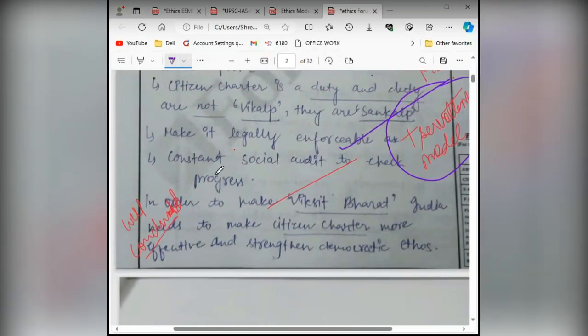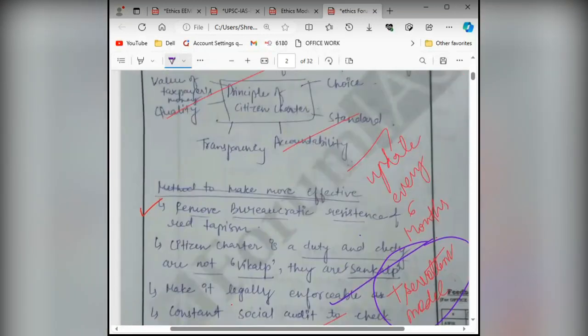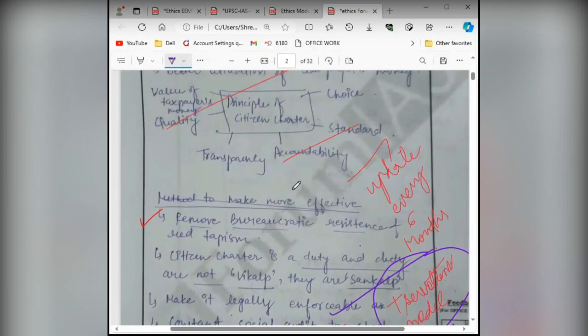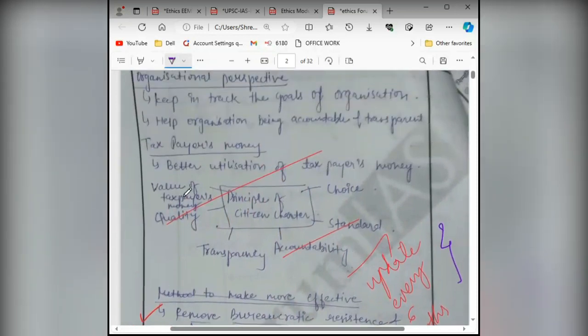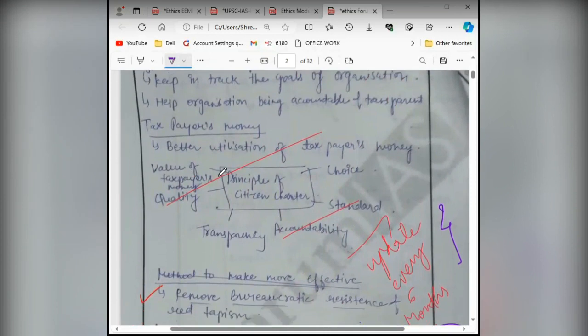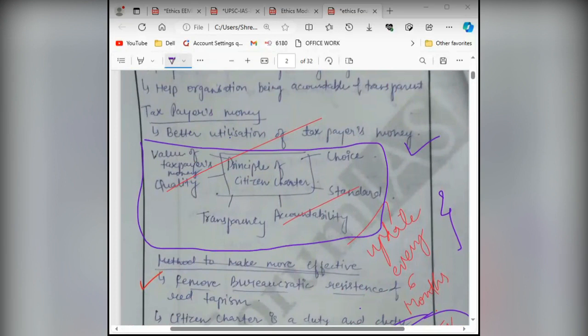Then the conclusion: she was really good with the conclusion, and over time she tried to incorporate some good conclusions. Then there are some keywords which she missed over here, and the principles. Let me repeat myself: whenever you are writing GS 1, 2, 3 or ethics, you should be well versed with diagrams, a flowchart kind of thing. So she has made it here.